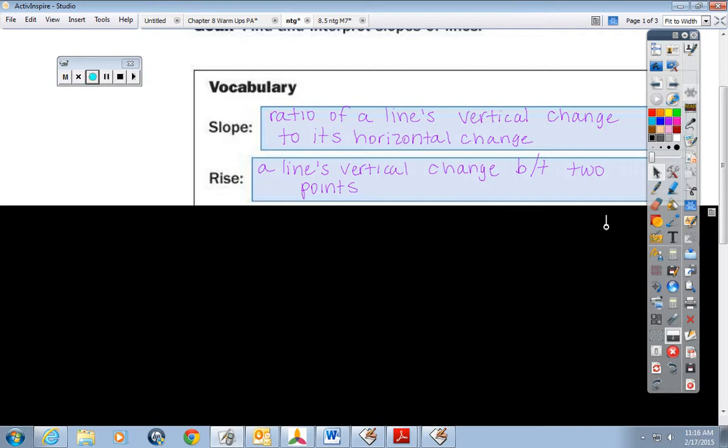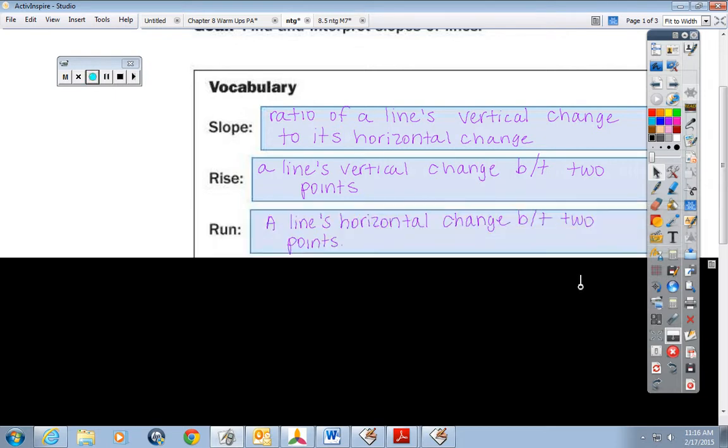So if the rise is a line's vertical change between 2 points, what do you think the run is going to be? Or the horizontal change between 2 points. So the rise will always be our numerator, how much a line changes vertically, and how much it changes horizontally from left to right will always be our denominator. Now, do you think it's possible the lines only go up, or can they go down too? They can do both, right?